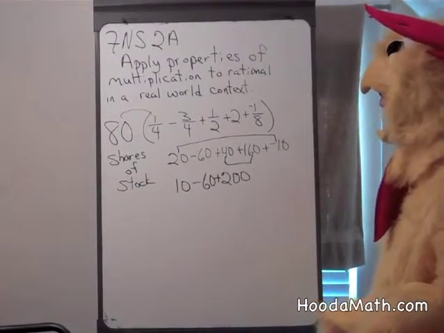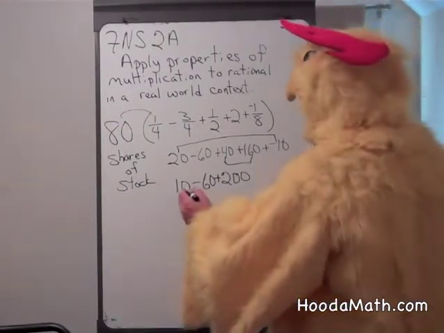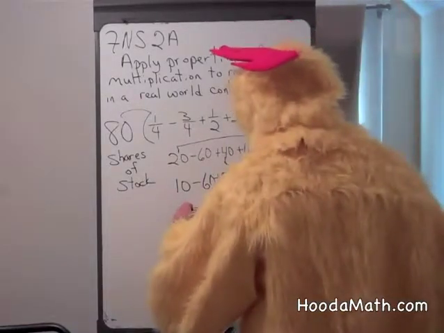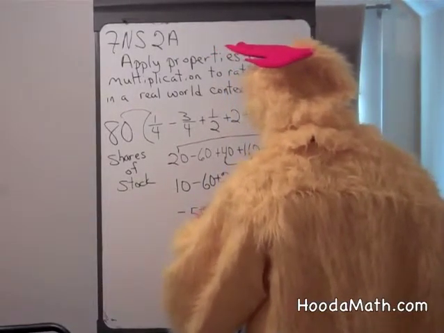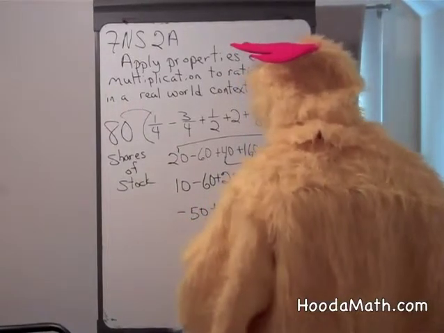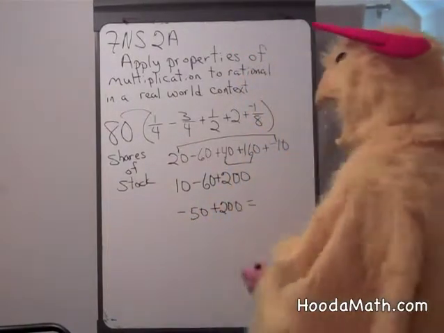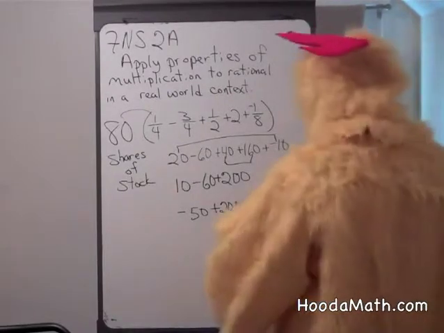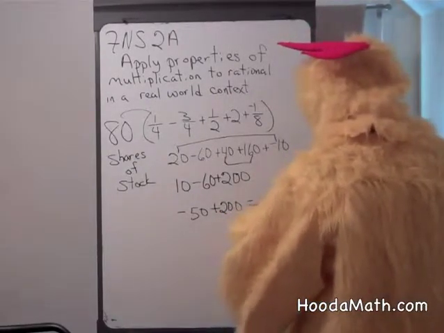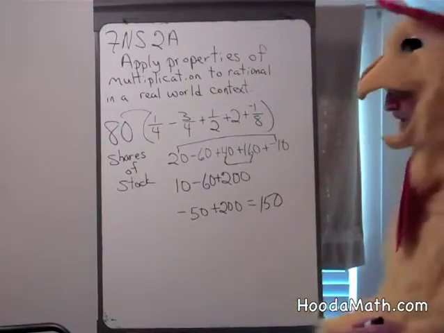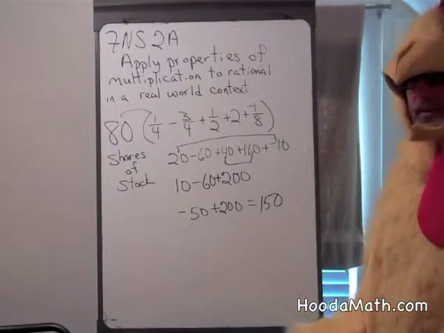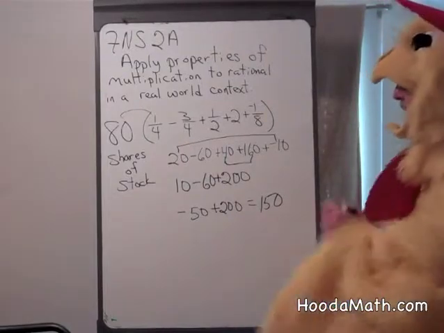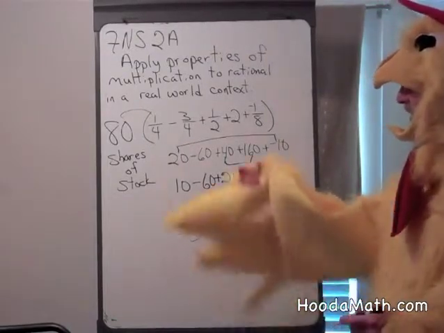Now all we have to do is say 10 minus 60, which would be negative 50, plus 200. And if we added them together, we get 150. This 150 stands for how much money in dollars that you earned during a week if you had 80 shares of stock. And this is what happened.